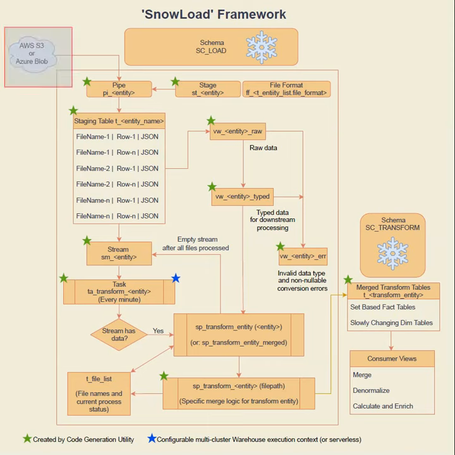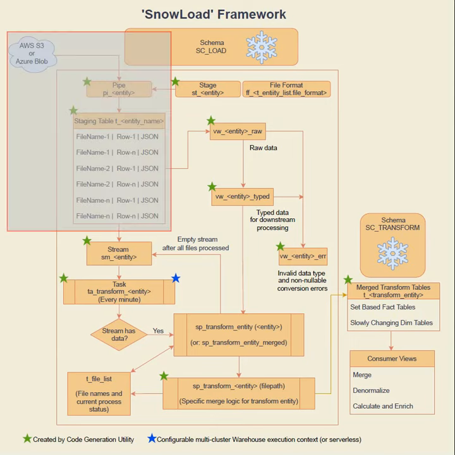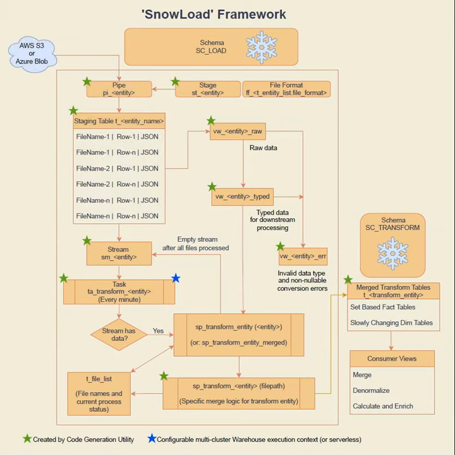The Snowload framework can ingest data files from either AWS or Azure. All of the processing and staging tables live in the load schema, and the historical fact and dimension tables are in the transform schema. The Snowload framework defines each source file type with a unique entity name. As files are copied to a cloud storage location referenced in the stage object created by the CodeGen process, they are automatically ingested into a staging table associated with the source entity name.